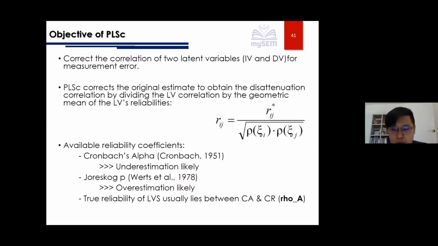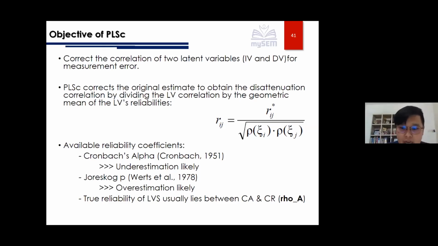So we first produce the correlation of two variables, X and Y, which is the relationship. Then what you need to do is divide by the square root, which is the geometric mean of the latent variable reliability, rho, which is rho of i multiplied with rho of j, the latent variable reliability of rho A. So you have two rho A, one is X's rho A, one is Y's rho A, which is the new reliability, which I'm going to explain later. That is the formula to correct the correlation effect between two variables when you use PLS consistent.